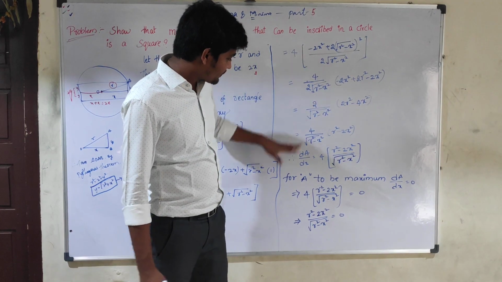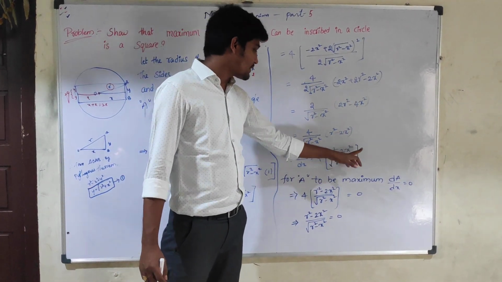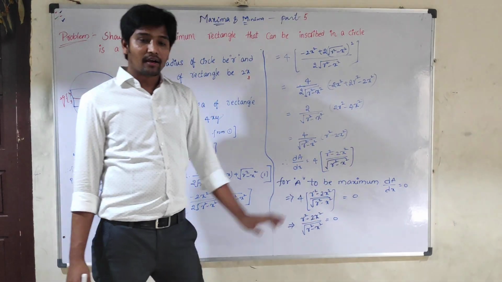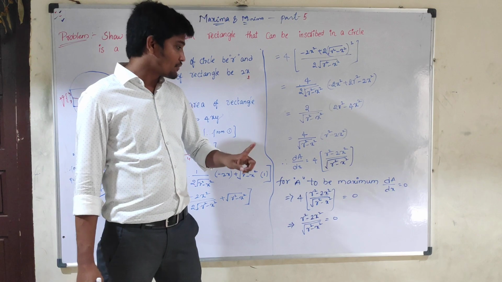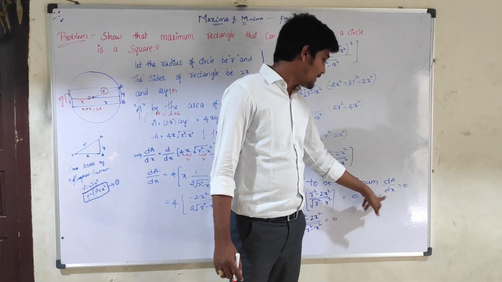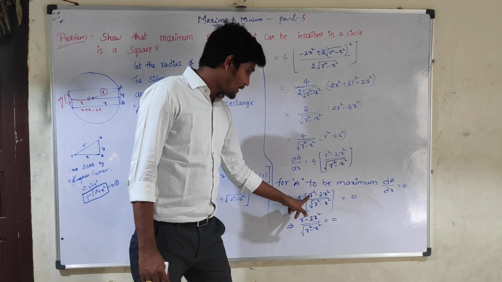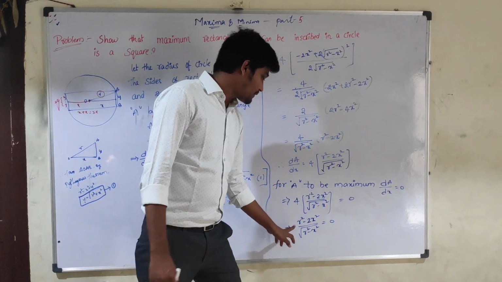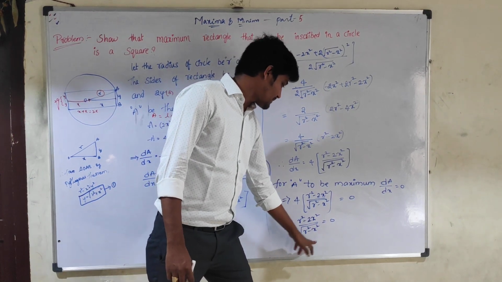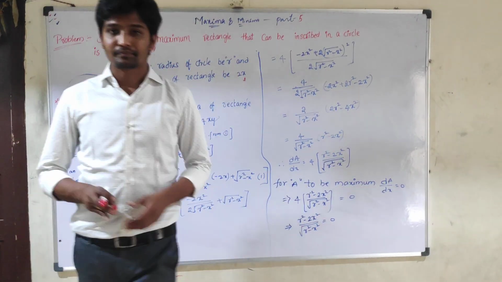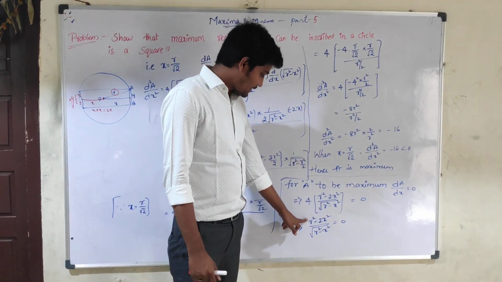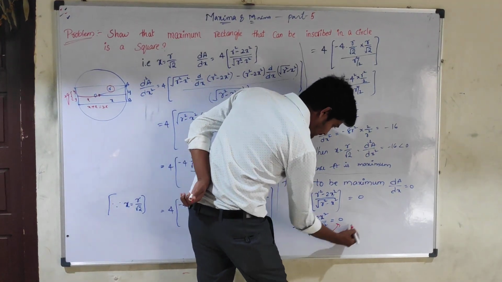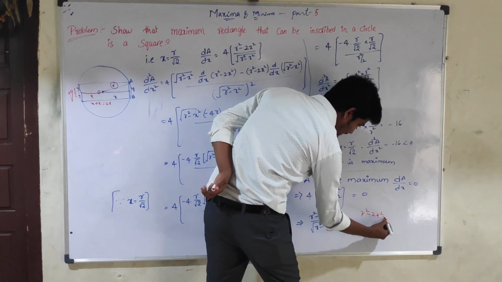After simplifying, we get dA by dx is equal to 4 into r square minus 2x square by under root of r square minus x square. Whether it is a maximum or minimum we have to find. For that we put dA by dx equal to 0. Sending 4 to the other side, we get r square minus 2x square by under root of r square minus x square equal to 0. Sending the denominator to the other side, we get r square minus 2x square equal to 0.